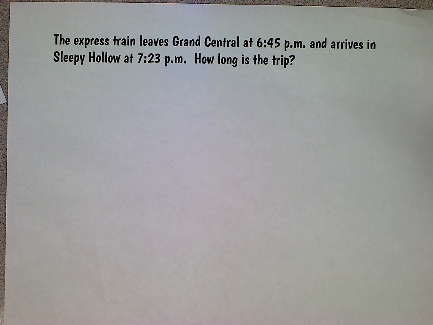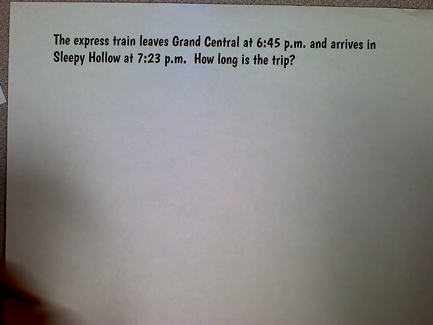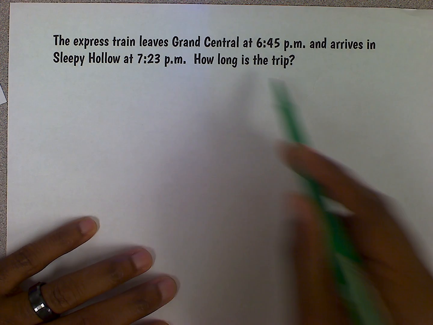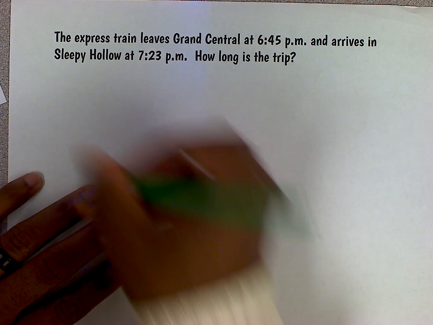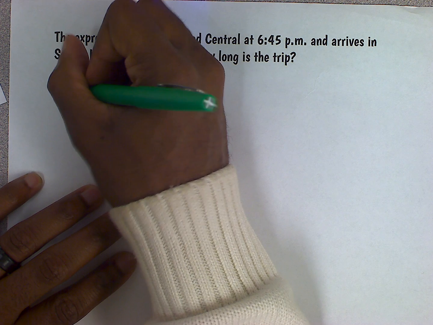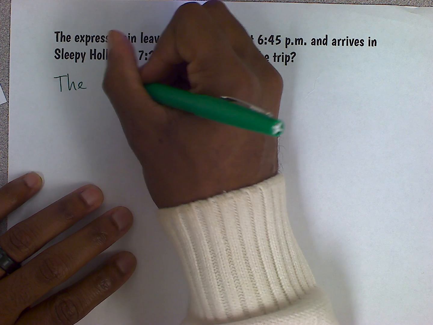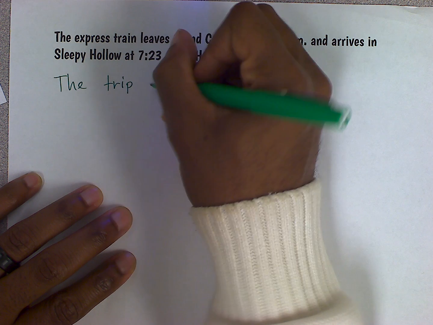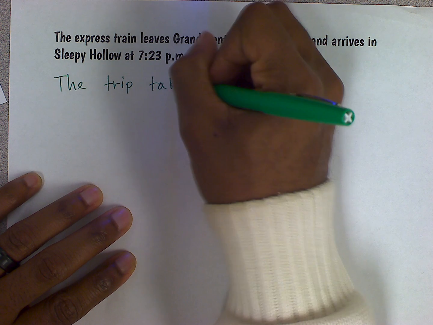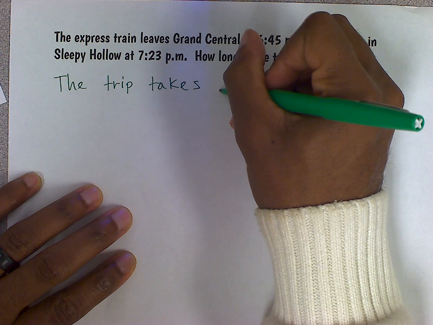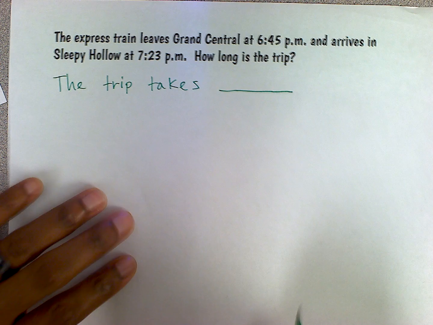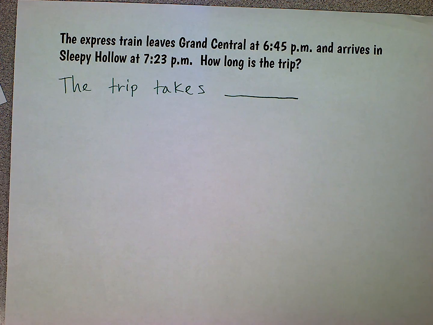Our second step in the 6-step framework is to rewrite the question as a statement. So the question was, how long is the trip? So we'll say the trip takes blank. And I'm just going to say blank because I don't know if it takes minutes or if it takes hours. So we'll come back and plug that in later. So the trip takes something.